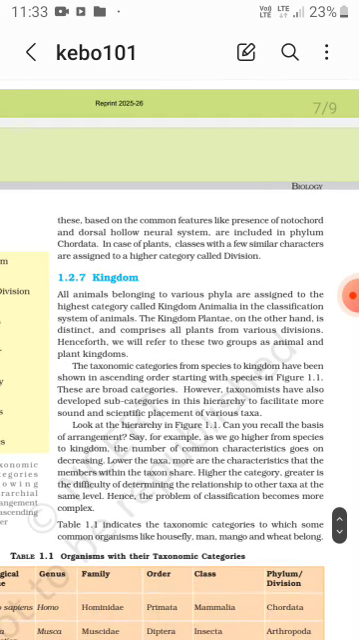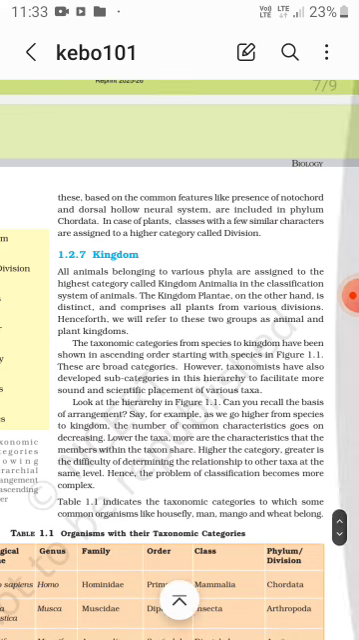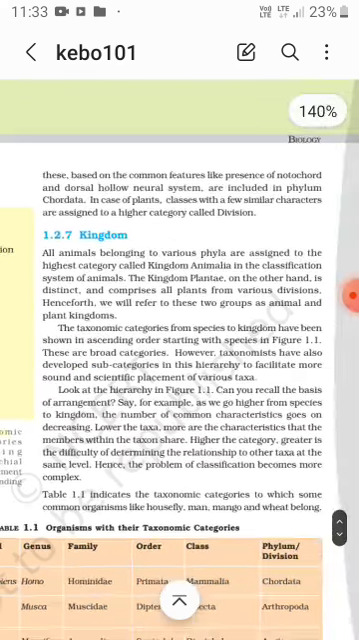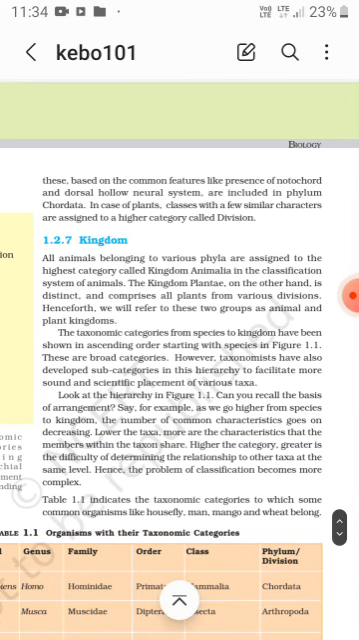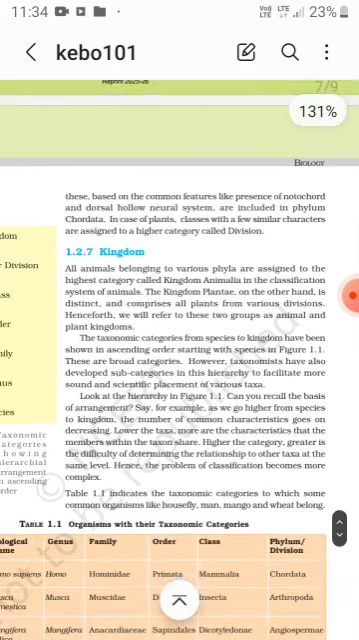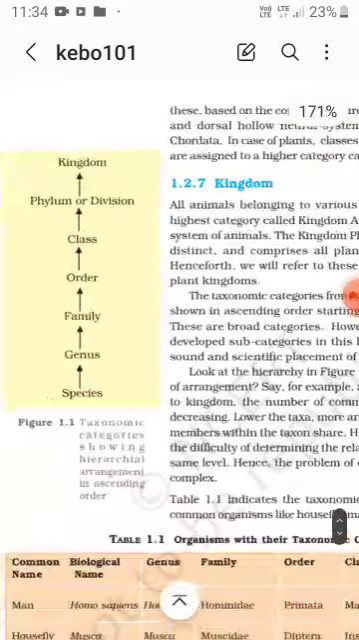In case of plants, classes with a few similar characters are assigned to a higher category called division. So in case of plants it is division, but in case of animals it is phylum, and Chordata is a phylum.